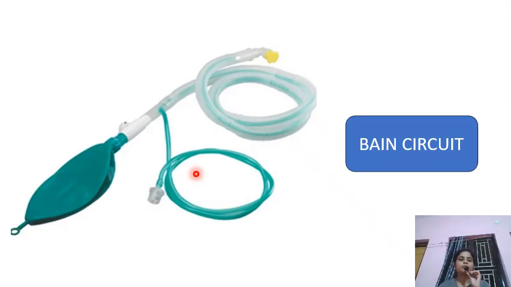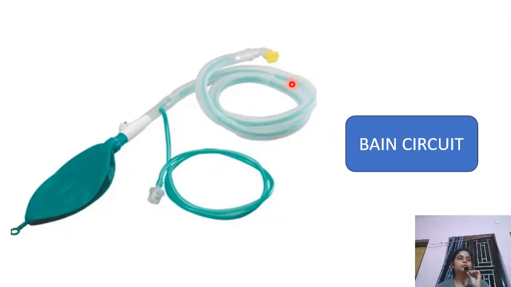Then this is the Bain circuit. Sometimes the bag and mask may not give proper ventilation to the patient. When the respiratory demands of the patient are high and we need to change the ET tube or intubate the patient, we use the Bain circuit. In the Bain circuit, more air can be delivered to the patient, meaning positive pressure ventilation can be given before intubation.